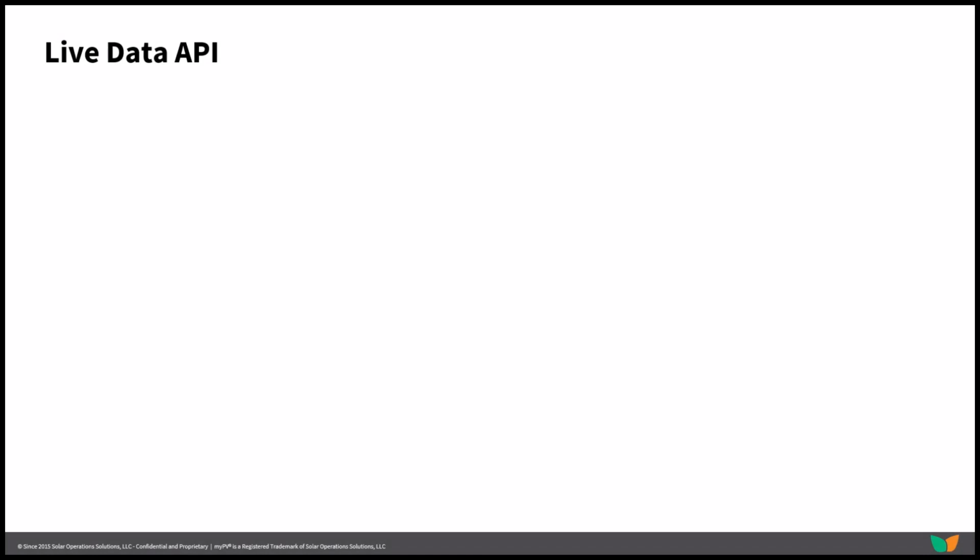The Live Data API is a RESTful endpoint designed to facilitate the transmission of real-time data from multiple devices to a central server. It enables clients to send data in JSON format securely over HTTPS. Here are some of the key features.